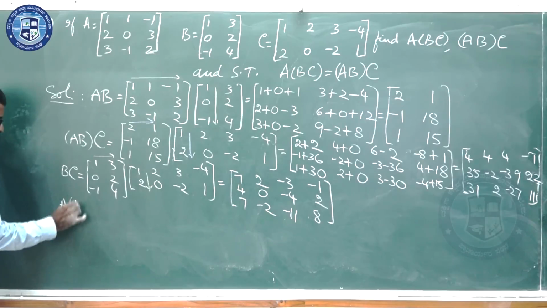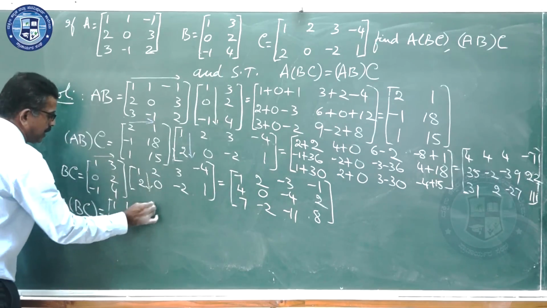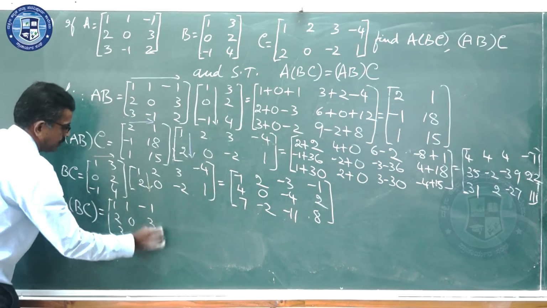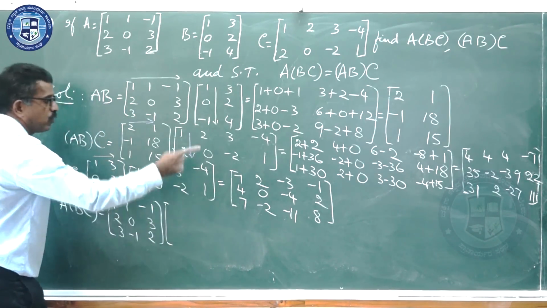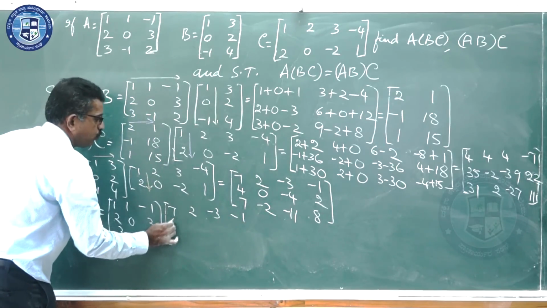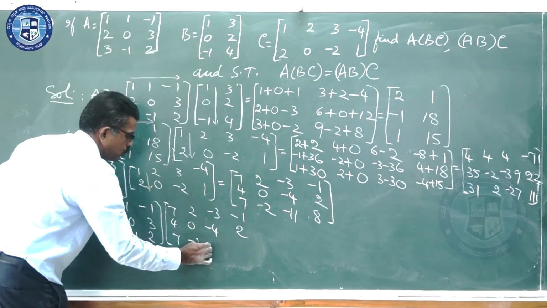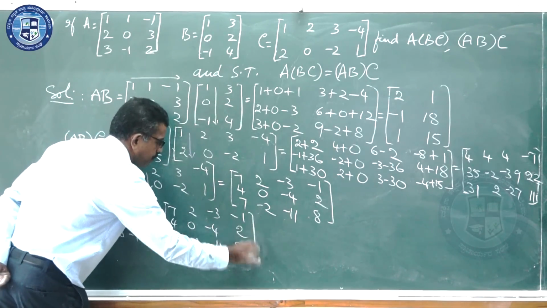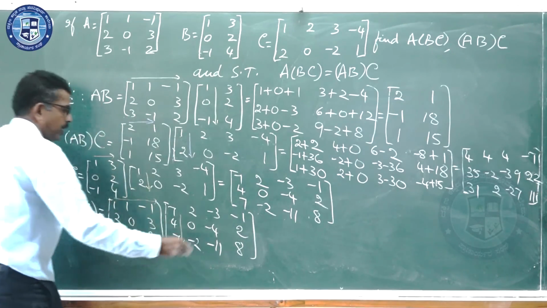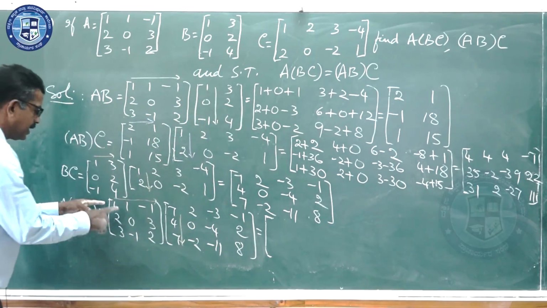Next, what is A into BC? Need to write A. So A is given by 1, 1, minus 1, 2, 0, 3, 3, minus 1, 2. This into whatever I got here: 7, 2, minus 3, minus 1, 4, 0, minus 4, 2, 7, minus 2, minus 11, 8. I need to multiply rows of the first matrix with the columns of the second matrix. We expect here. So I'll just get it done together.